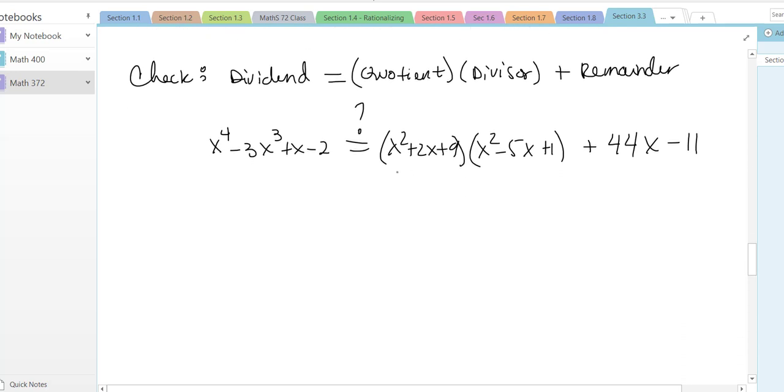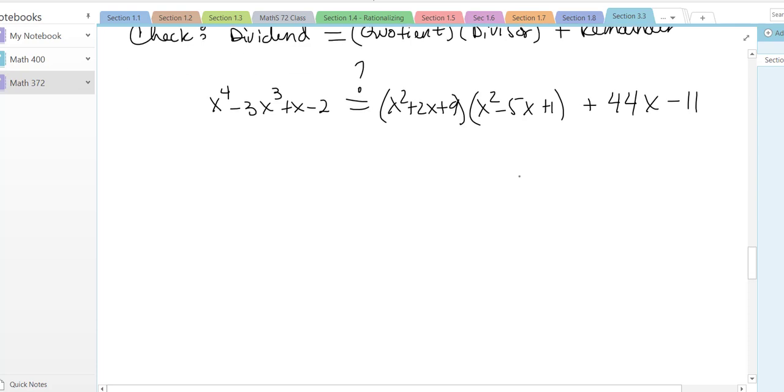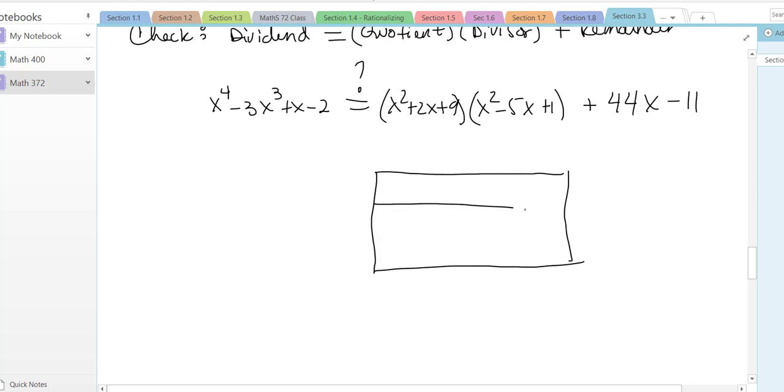Now here I have a trinomial times a trinomial, so we have to go way back to how we multiply that. I'm a fan of the box method, so I'm going to multiply these using the box. I have 3 terms for each. I'm going to put my divisor first, x squared minus 5x plus 1. And then my quotient over here, x squared, 2x, and 9.